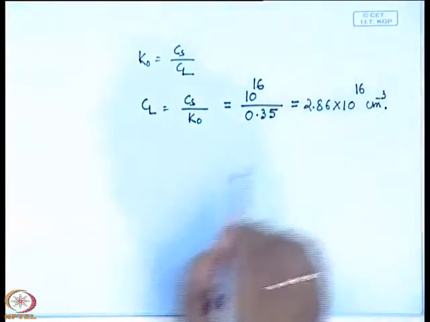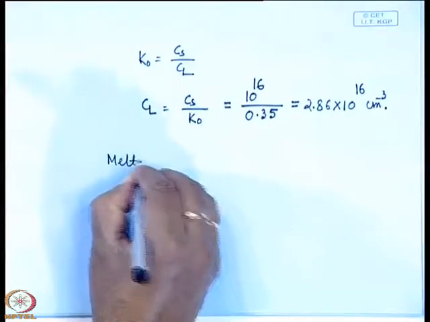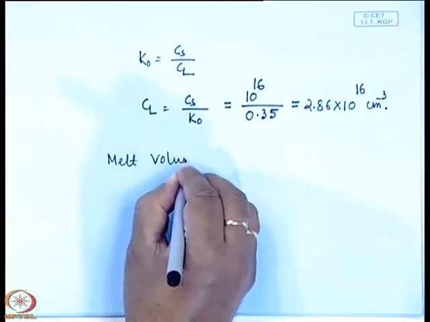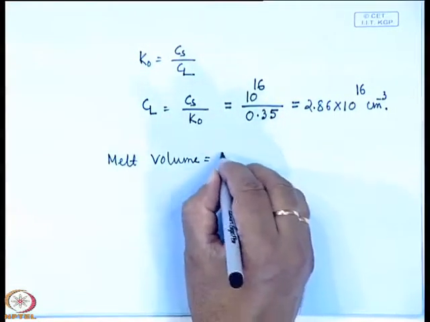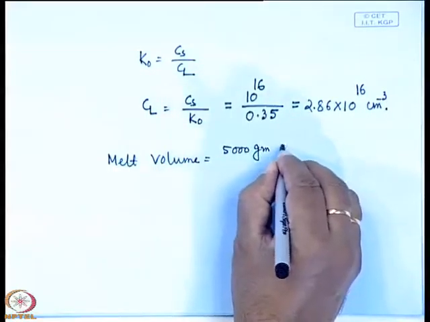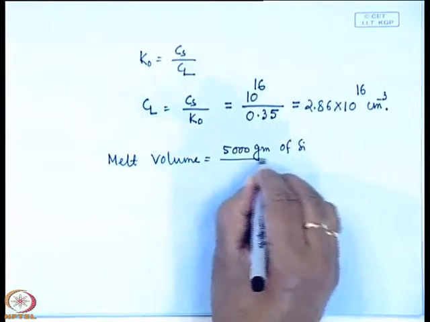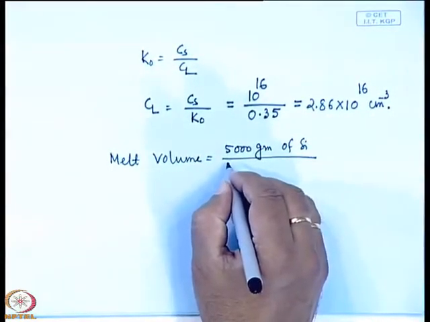Now, what is the volume of the melt? Melt volume is... how much melt was there? 5 kg. So, that means 5000 gram of silicon divided by the density of silicon. Density of silicon is how much?